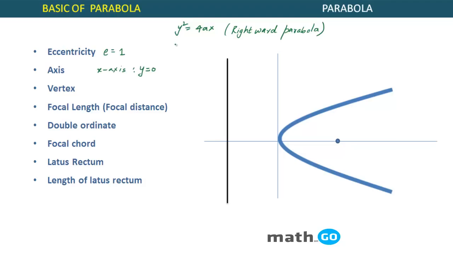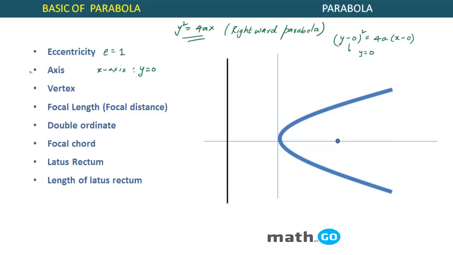Where is it coming from? If I have to write y equal to 0, can you see that this particular thing could be written as y minus 0 whole square is equal to 4a times x minus 0, right? So if you equate this particular thing to 0, you will get y is equal to 0.